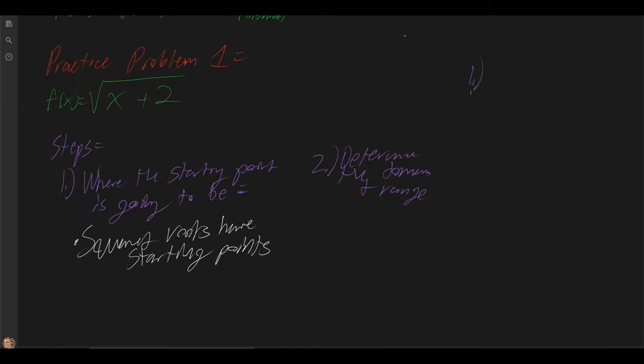So for the first step over here, what I'm going to be doing is setting y equal to 0, which we just plug in for f of x, so 0 is equal to the square root of x plus 2. We square both sides. We get 0 is equal to x plus 2. We just subtract 2 from both sides. And so x is equal to negative 2, and when y is 0, we have negative 2 and 0. This is our starting point to begin with.